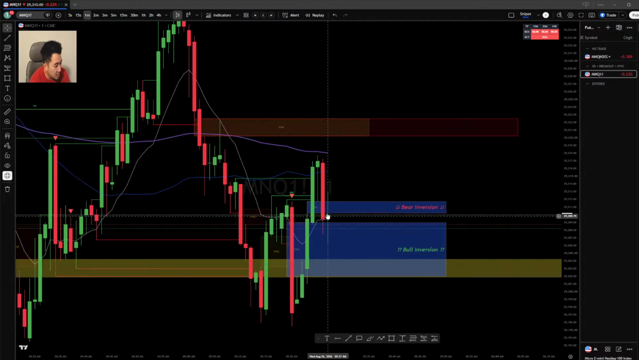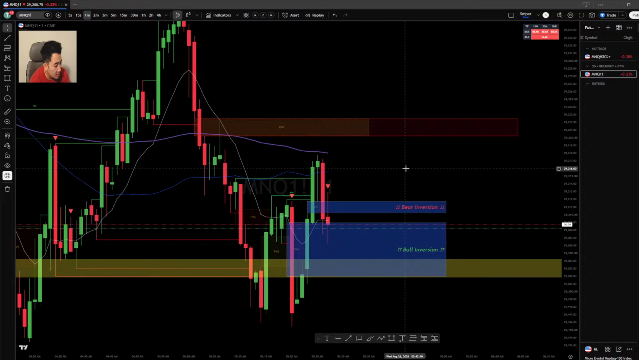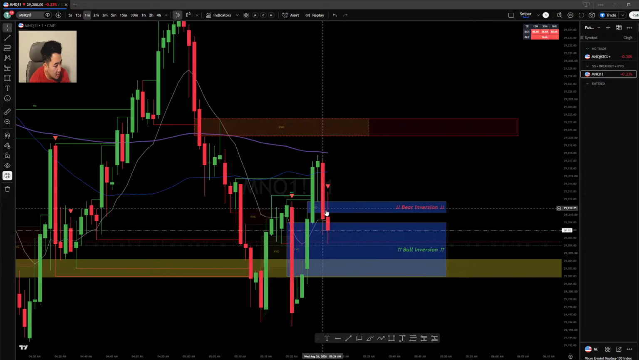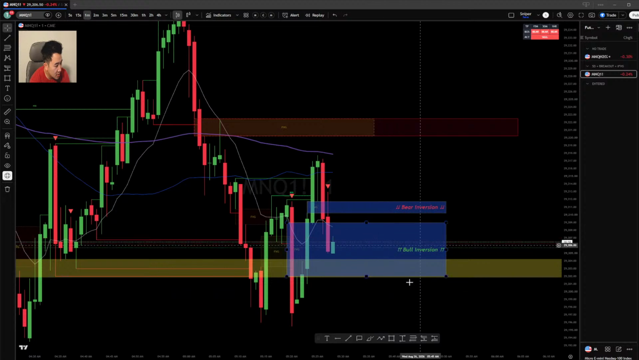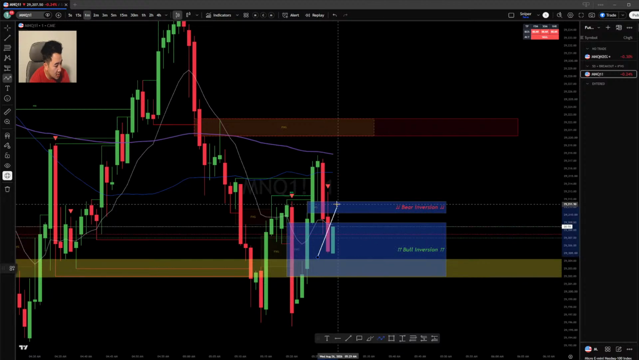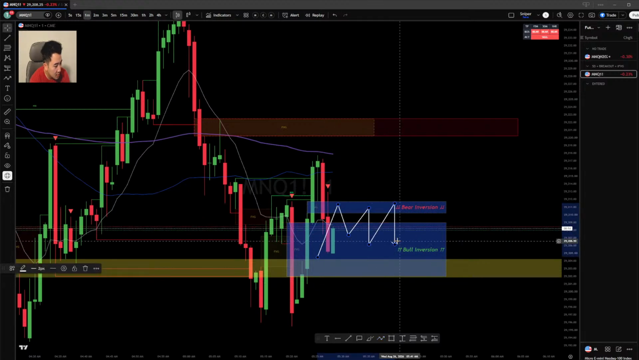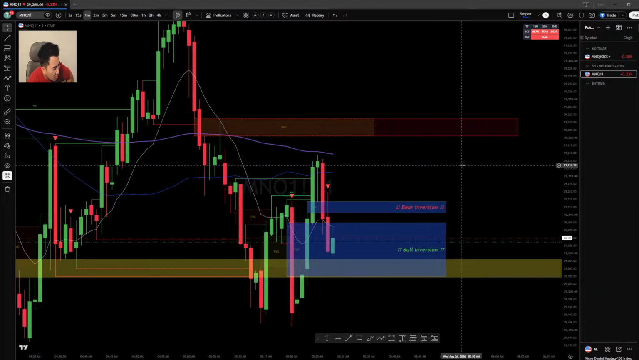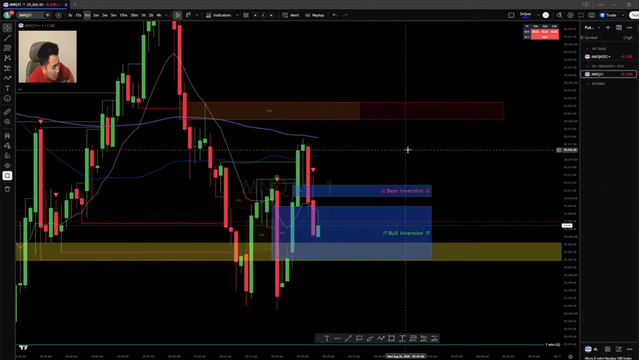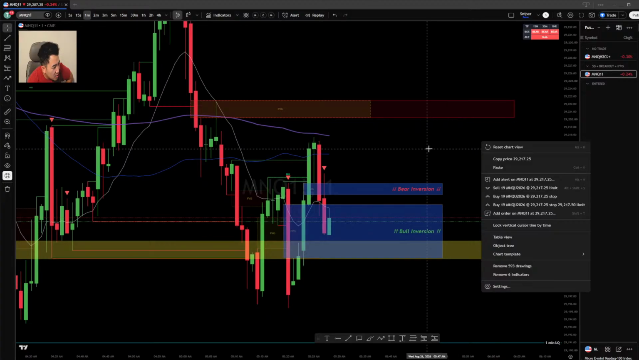Might get deleted actually. All right, the bearish gap was closed, but you still have this bearish inversion, so you're in between these two areas here. So let's see which one will. Bearish inversion.